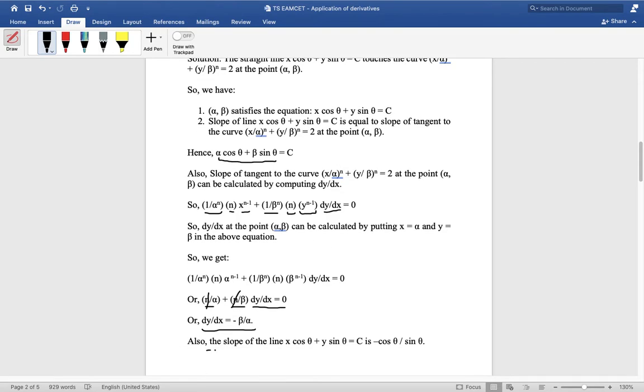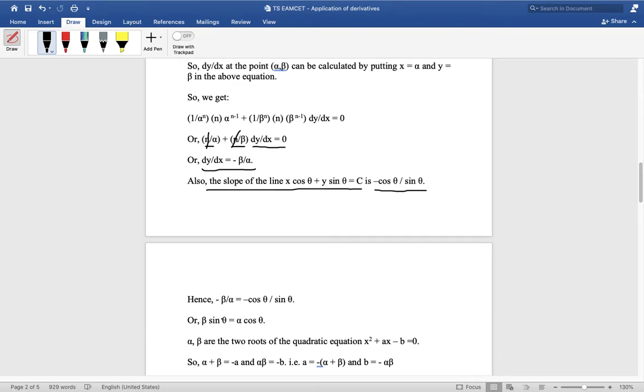Now this is equal to the slope of the line, right? Because this is the tangent, so the slope of this tangent should be equal to this. And what is the slope of this line? Bring this term over here, you get y sine theta is equal to minus x cos theta. So y is equal to minus cos theta by sine theta into x plus a constant, whatever. So the slope is minus cos theta by sine theta. So minus cos theta by sine theta is equal to minus beta by alpha. Okay, minus beta by alpha is equal to minus cos theta by sine theta, or beta sine theta is equal to alpha cos theta.